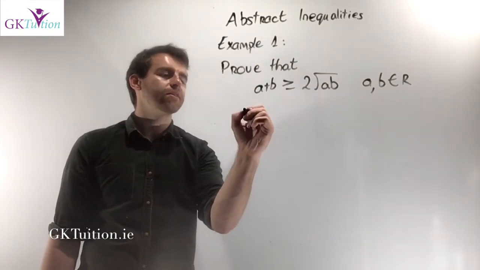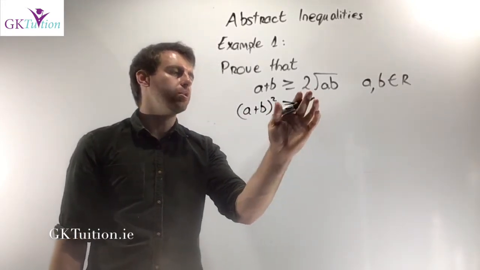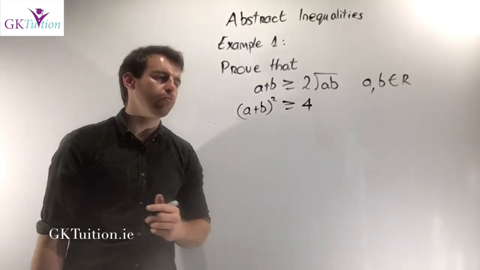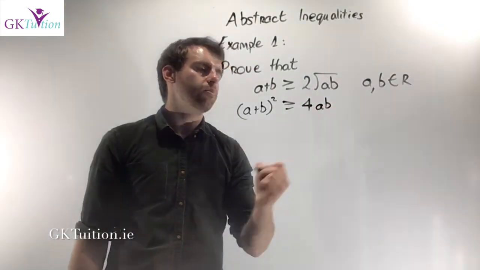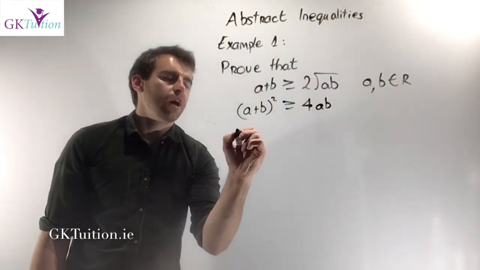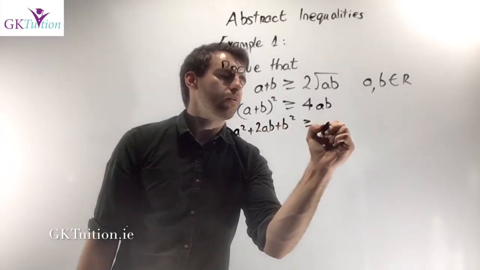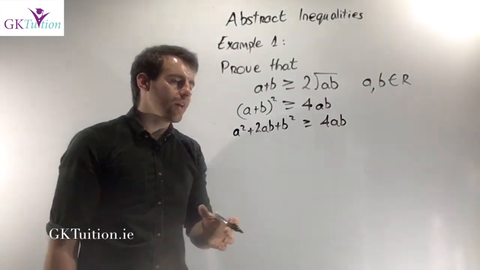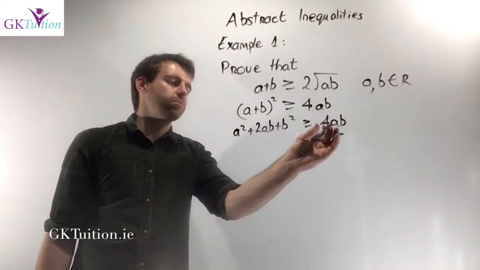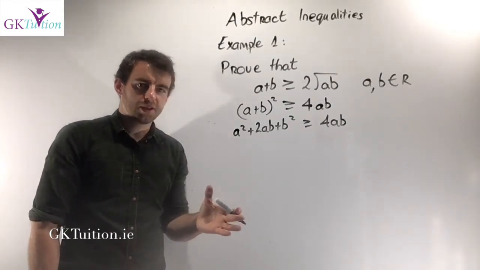So if I square the left-hand side, it'll become a plus b to be squared. And it's greater than or equal to 2 to be squared, which will be 4. And root ab multiplied by root ab simply gives me ab. Now, if I multiply a plus b by a plus b, I would get a squared plus 2ab plus b squared, which is greater than or equal to 4ab. Once again, if you don't know the value of a and you don't know the value of b, you're never going to be able to prove that this is bigger than this. It can't be done. Now there's no immediate complications.